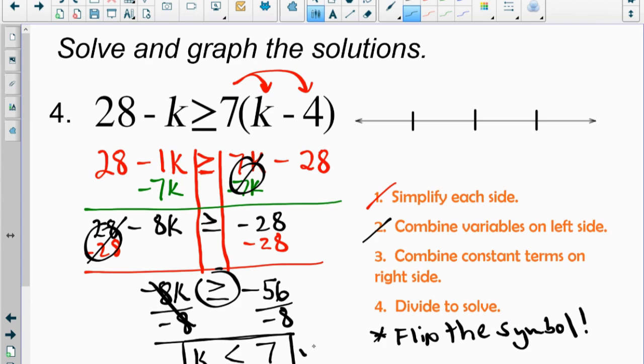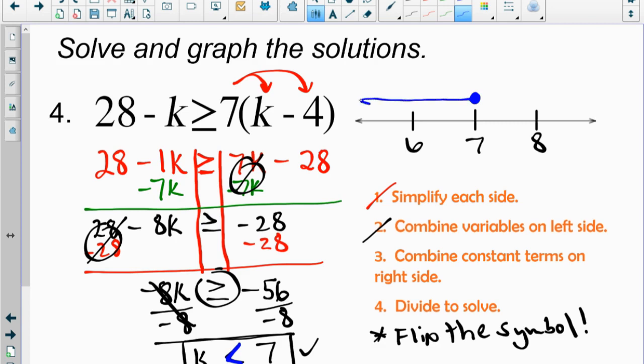So our final answer, k is less than or equal to 7. So on my number line, I'm on the positive side, so they go in order from least to greatest like that, 6, 7, 8. Should I draw an open or a closed circle? I should draw a closed circle because the inequality symbol has a line under it. Then, because my inequality symbol is the less than variety, should I draw my arrow to the left or to the right?